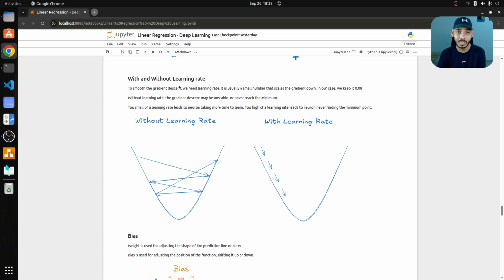If you don't include a learning rate, the gradient won't move down. It may take time to get to the optimal minimum, or there are chances that it may not even get down to the minimum value. So that's why we want to include a learning rate while calculating updated weights. Otherwise, if you have a learning rate, there is a very good chance you will be smoothing down the gradient descent, as shown here.